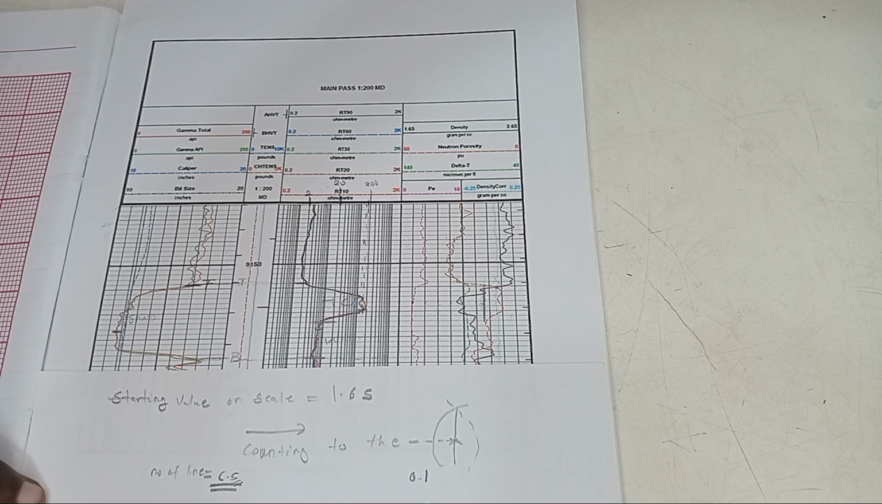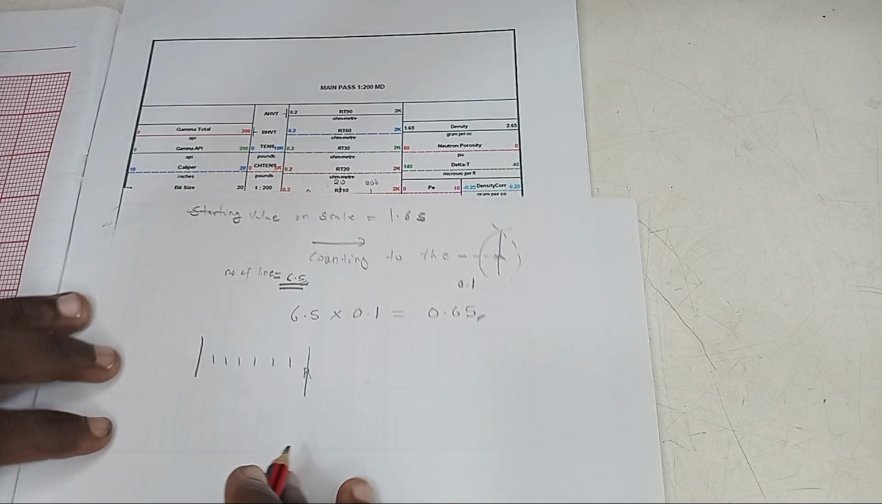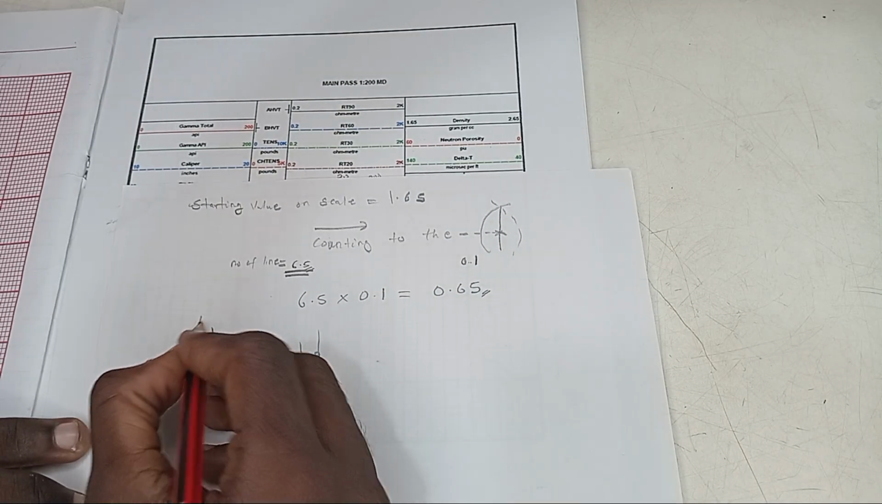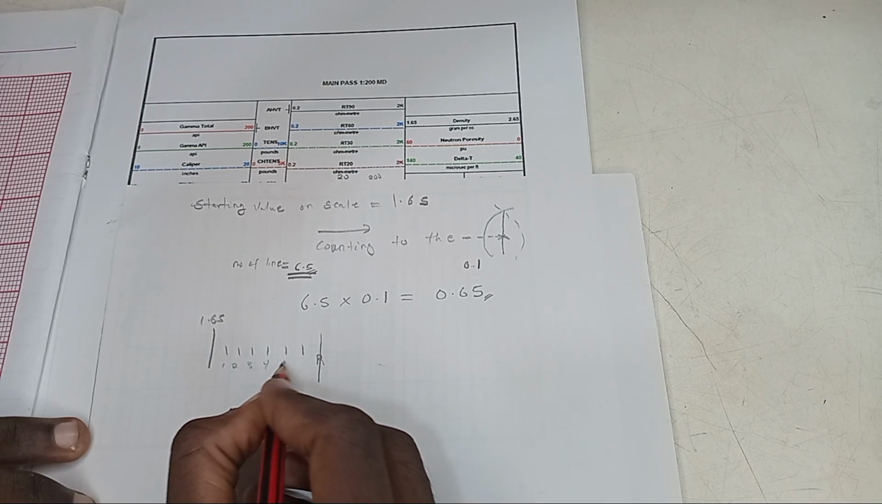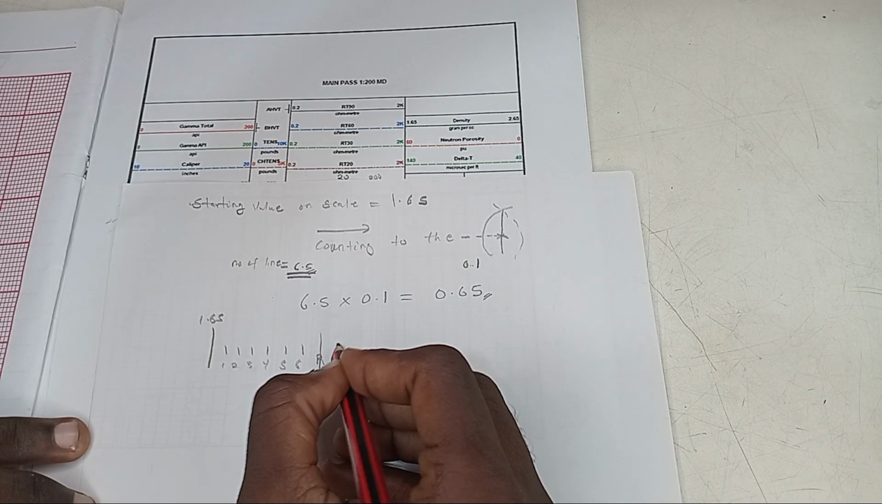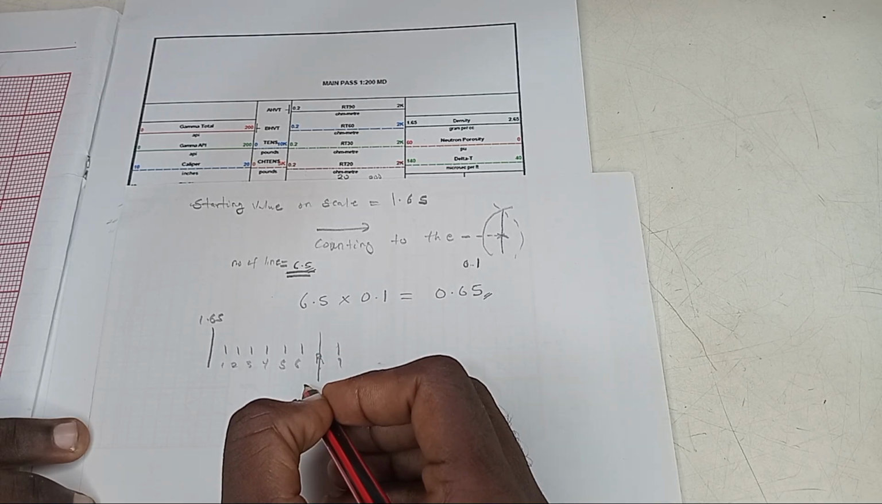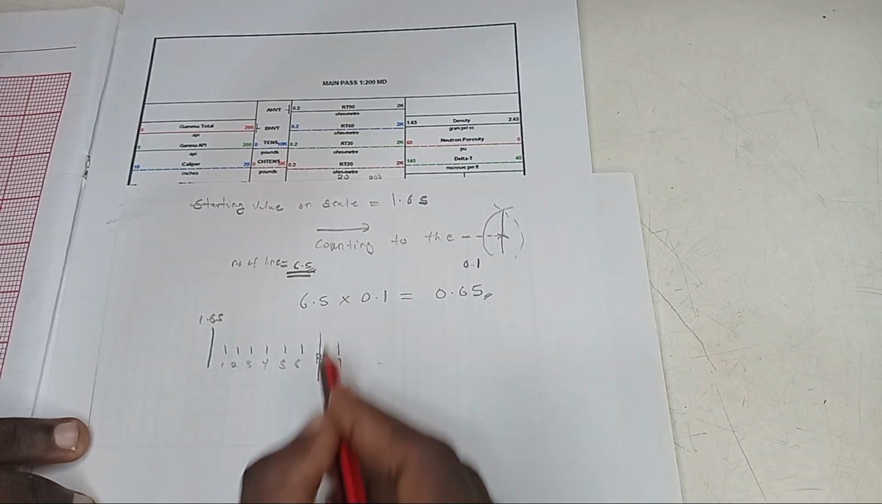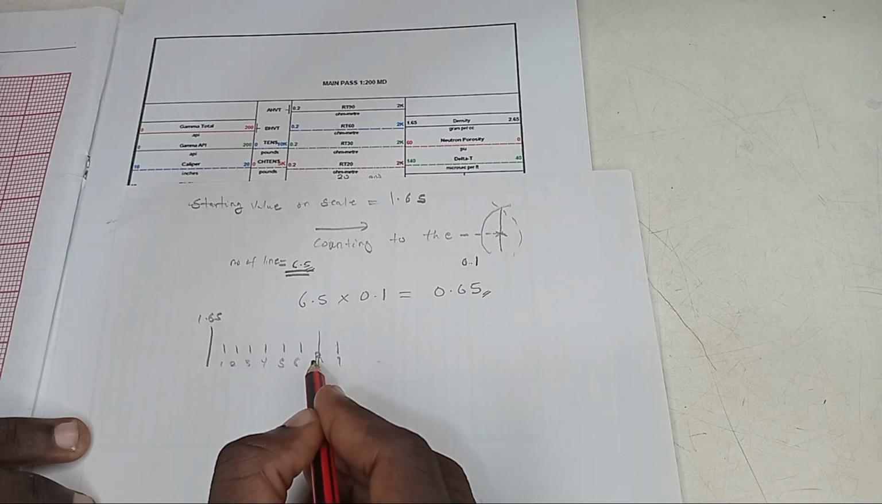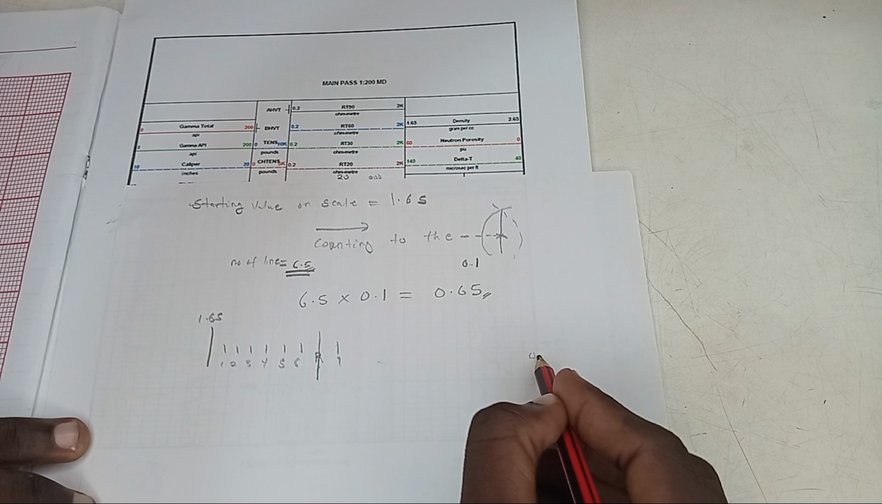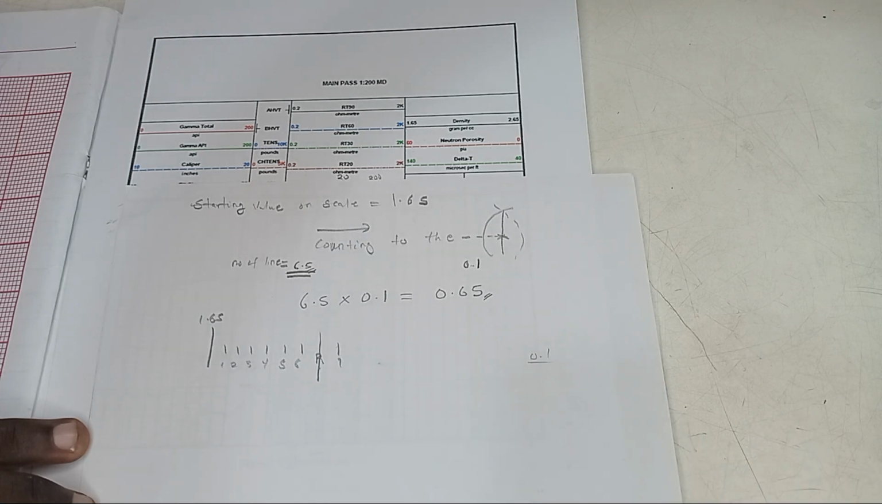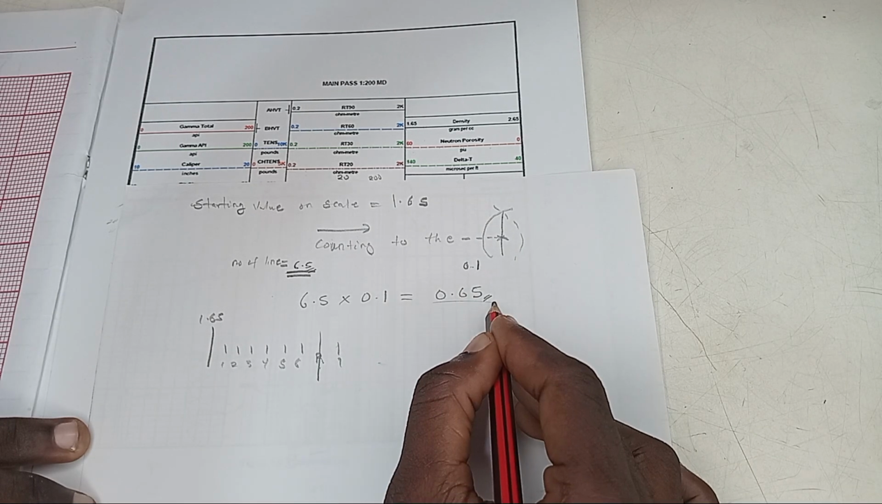You know I counted 1, 2, 3, 4, 5, 6. Then this is my reference line. This is my 1.65. So I counted 1, 2, 3, 4, 5, 6, and this is my reference line. This is 7 here, this is 6.5. I counted 6.5, and when I did my scale, I discovered that my increment should be 0.1 increase. I did that in the beginning, okay?